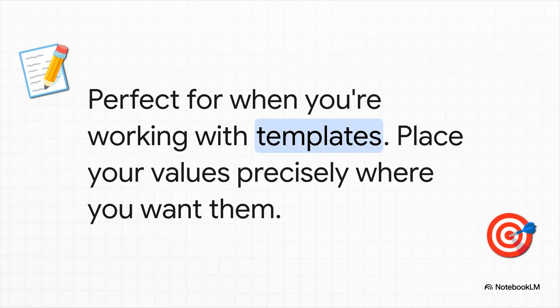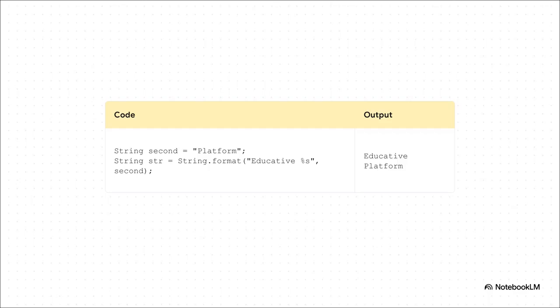Tool number 4 is for when you need a bit more finesse and structure. The String.format method is absolutely perfect when you're working from a template and you need to slot your values into just the right places. And look how elegant this is. See that %s in the string? Think of that as a placeholder that just means put a string here. The format method then neatly swaps that placeholder with the variable you give it. This makes your code incredibly clean and easy to read, especially when you're building more complicated strings.